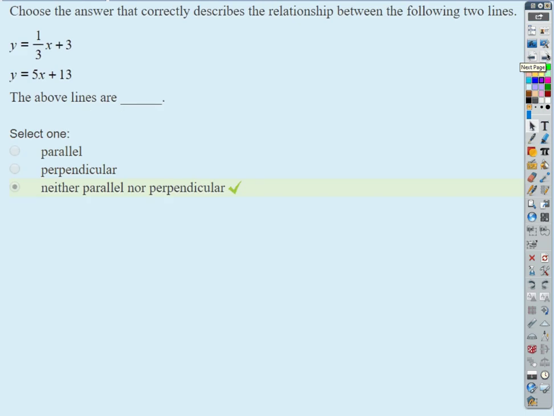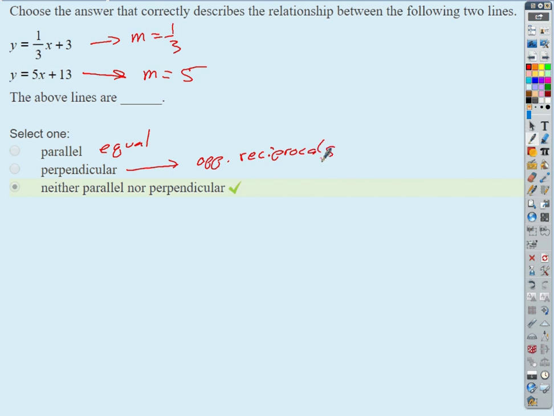Super easy. I'm giving you 2 lines in slope-intercept form. What's the slope of the top line? What's the slope of the bottom line? Okay, so what would have to be true for the lines to be parallel? The slopes would be what? Same. So they would have equal slopes if they were parallel. What if they were perpendicular? Opposite. Reciprocals. Are either of those true? No. So it's neither. Okay?